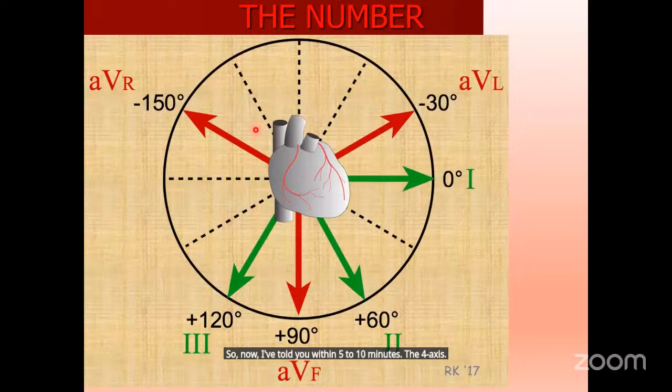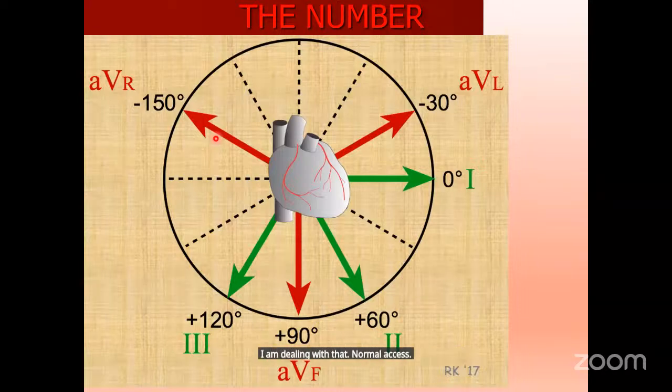Normal axis is when my L1, L2 or AVF, any one of these 3 leads, shows the tallest positive QRS complex. And in a normal axis, my AVR should be negative. So AVR is negative, but L1, L2 or AVF is showing the tallest positive QRS complex. I am dealing with a normal axis.